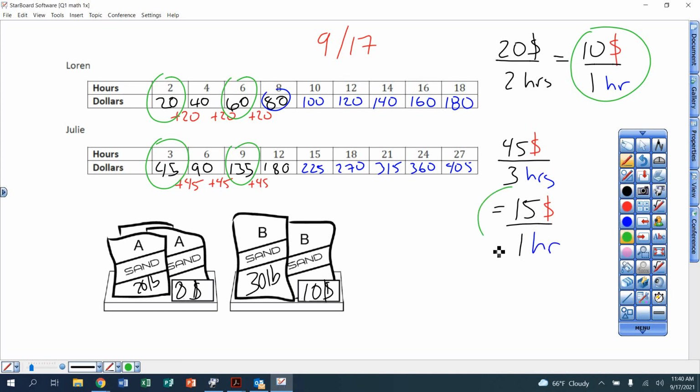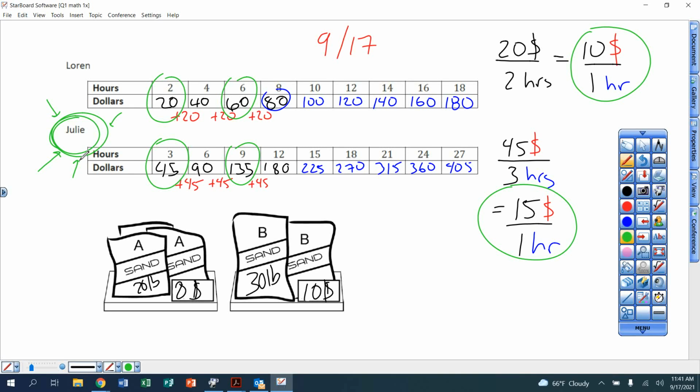That's their unit rate. And you need to compare. Lauren making $10 per hour, Julie making $15 per hour. Julie has the better deal. That is better. She's making more money per hour. When I do unit rates for money, you're looking for the lowest rate.